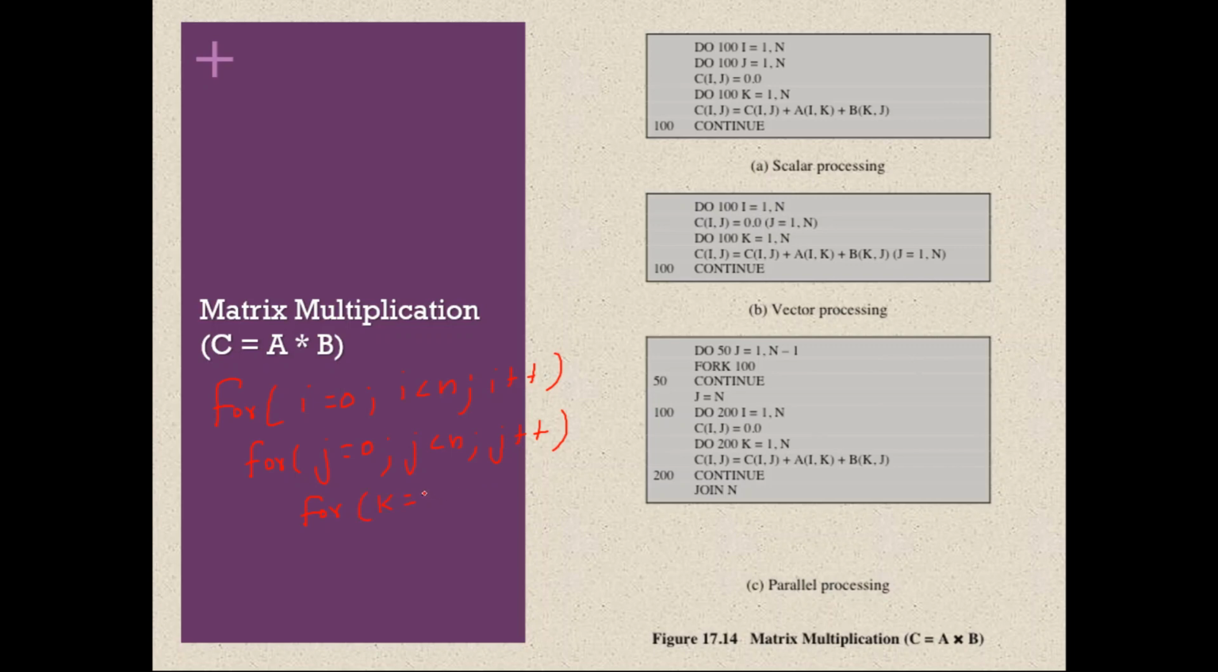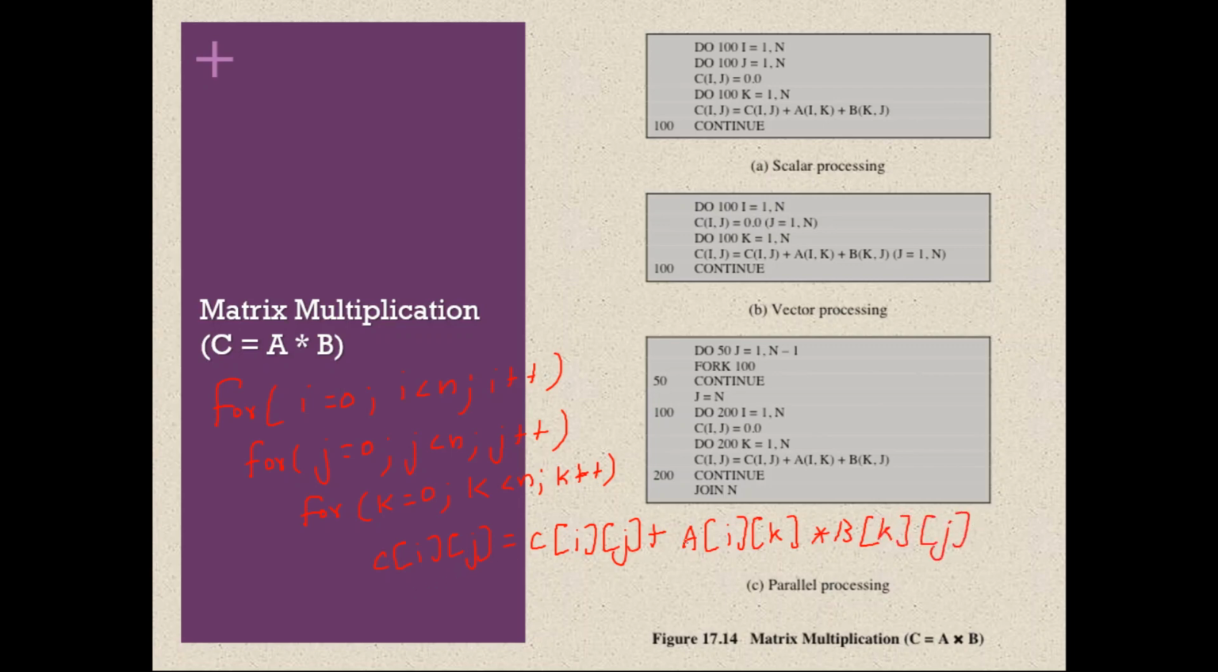for k equal to 0, k less than n, k plus plus. Here what we do is c of i comma j is equal to c of i comma j plus a of i comma k into b of k comma j. So that's what we are going to do.